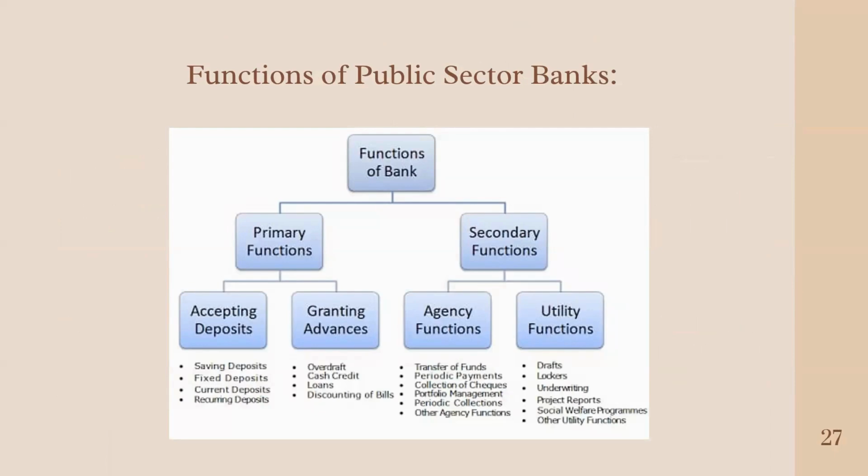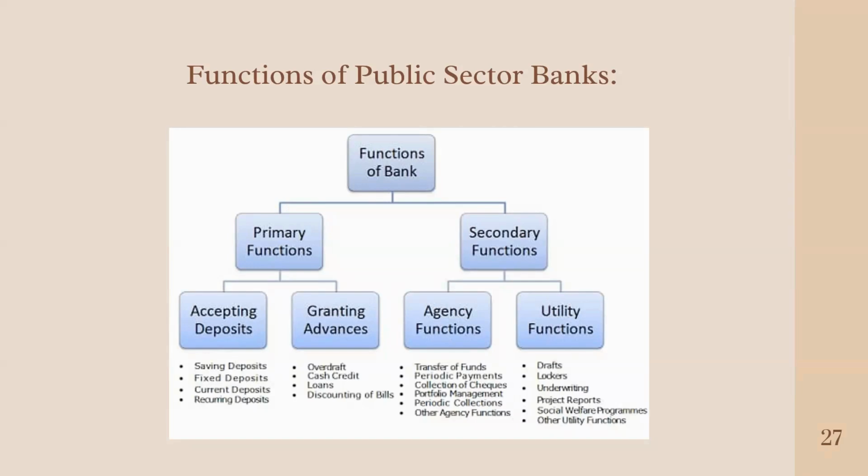Functions of public sector banks. Public sector banks perform two main categories of functions: primary functions and secondary functions. Under primary functions, they accept deposits such as saving deposit, fixed deposit, current deposit, and recurring deposit. They also grant advances in the form of loans, overdrafts, cash credits, and discounting of bills.